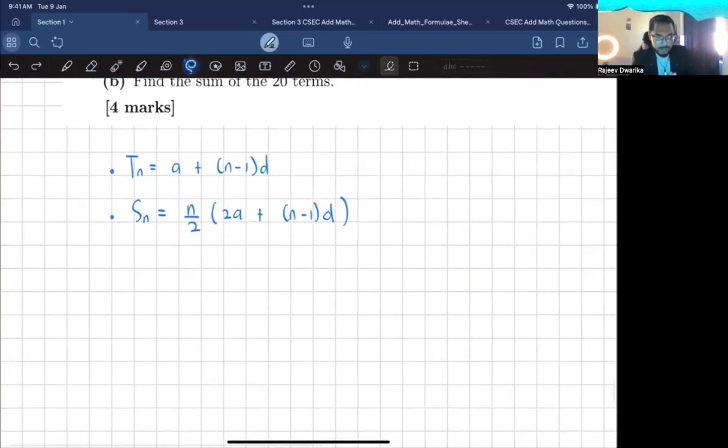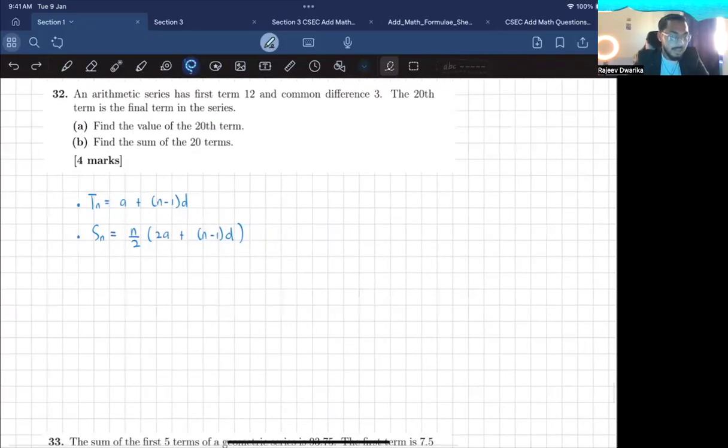Amy, aren't you familiar with this sum S of n formula? But Annalie, if you're familiar with the other formula, you could use it. I have that formula listed as well in the formula sheet, so it's whichever one you're comfortable with.